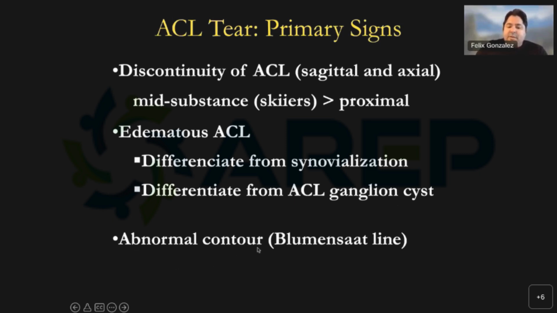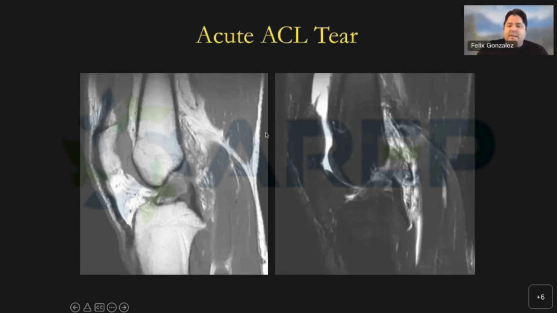You can also follow the Blumensaat line, right? And then see if the ACL perhaps has an abnormal contour. So this is how an acute ACL tear will look. So basically what you're trying to do is find the continuity of those fibers. Not only are the fibers swollen and thick, but you can see how here you have absent normal ACL fibers. So that is basically a partial thickness ACL tear.